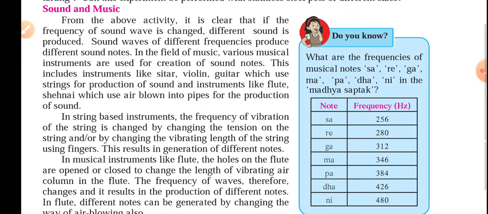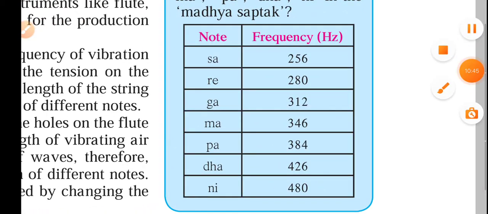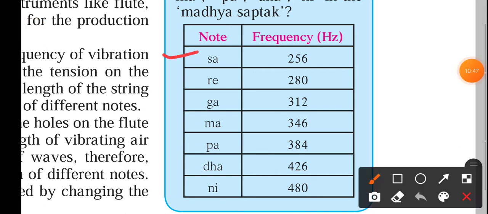Further, the next thing we have to study is sound and music. These two are very closely related. You cannot separate them. When we talk about sound and music, they are interconnected. In music we have seven notes, and those seven notes are given over here: sa, re, ga, ma, pa, dha, ni.